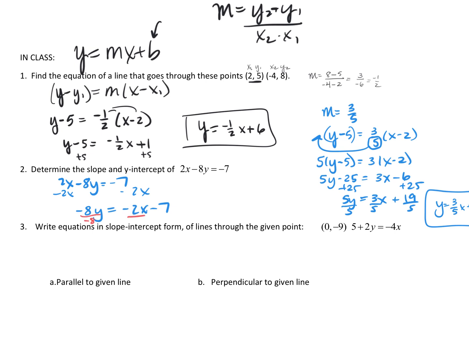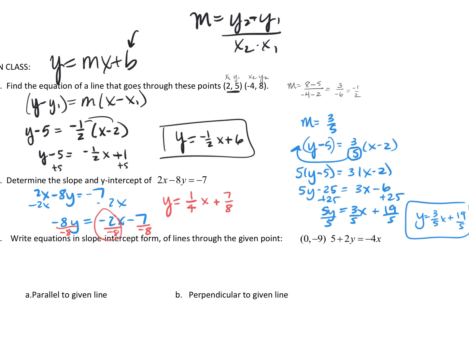Divide through by negative 8. And that will give me y equals, this will reduce, which we always want to reduce, 1/4 x minus, or it'll be a plus, won't it? Negative divided by negative is positive. All right. So now it's in y-intercept form. So I want you to tell me, what is the slope here? 1/4. And the y-intercept?